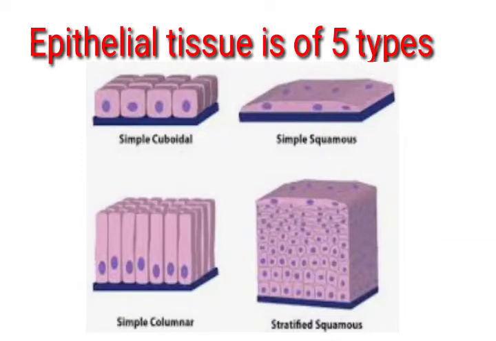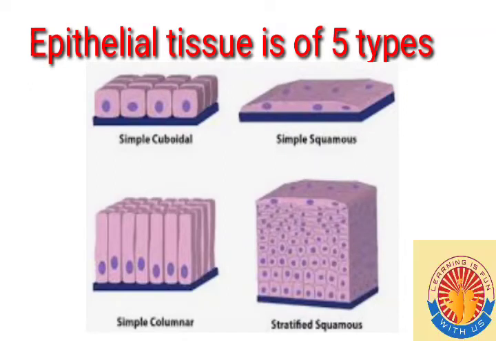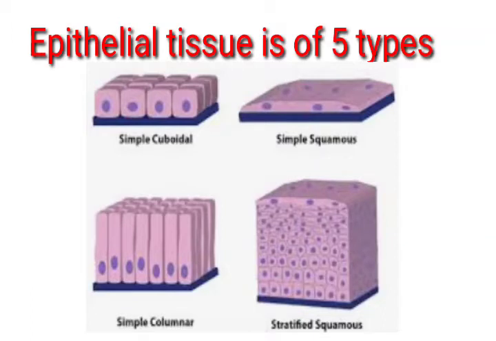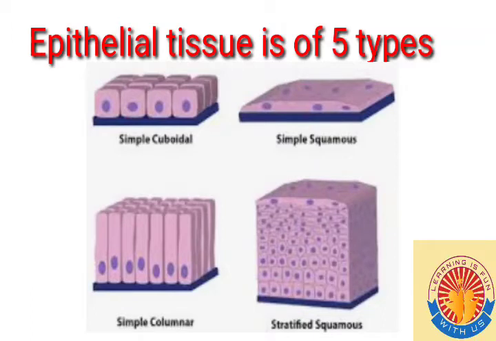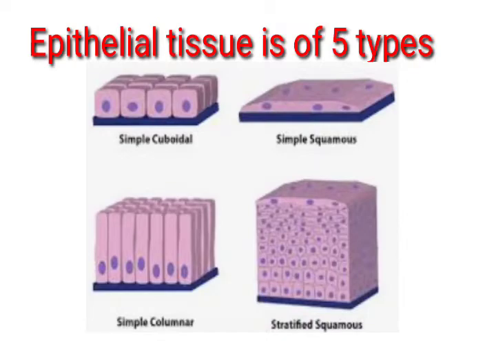Now, the definition of the stratified squamous epithelium. The cells are arranged in many layers to prevent wear and tear. It is found on the outer side of the skin as it is highly resistant to mechanical injury and is waterproof.